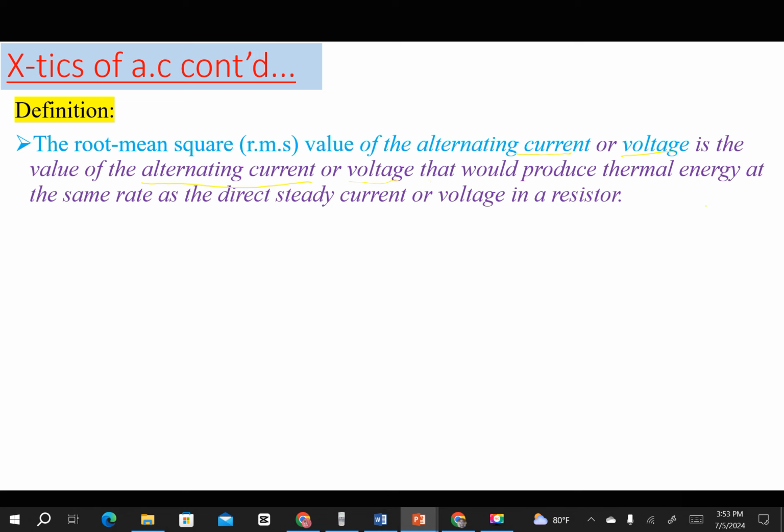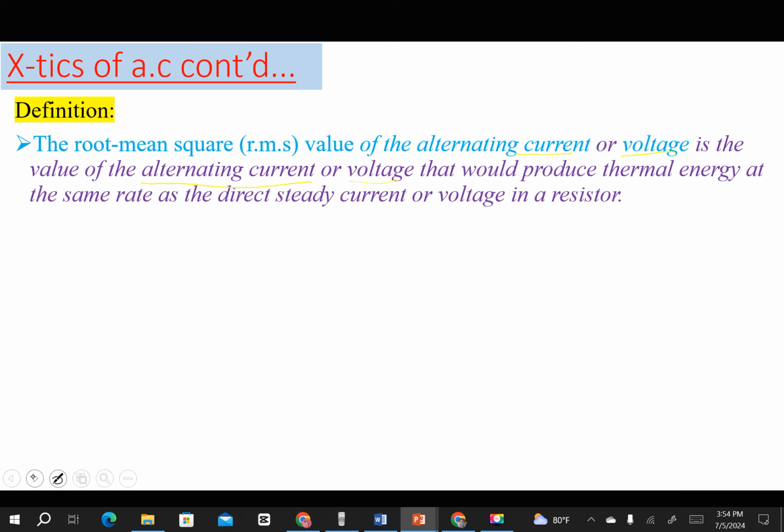That will produce thermal energy at the same rate as direct steady current, or DC, or direct voltage, in a resistor. It produces the same heating effect in a resistor just like direct steady current or direct steady voltage. That's what we call the root mean square value. Remember, if it is current, you should concentrate on current, and if it is voltage, you should concentrate on voltage.